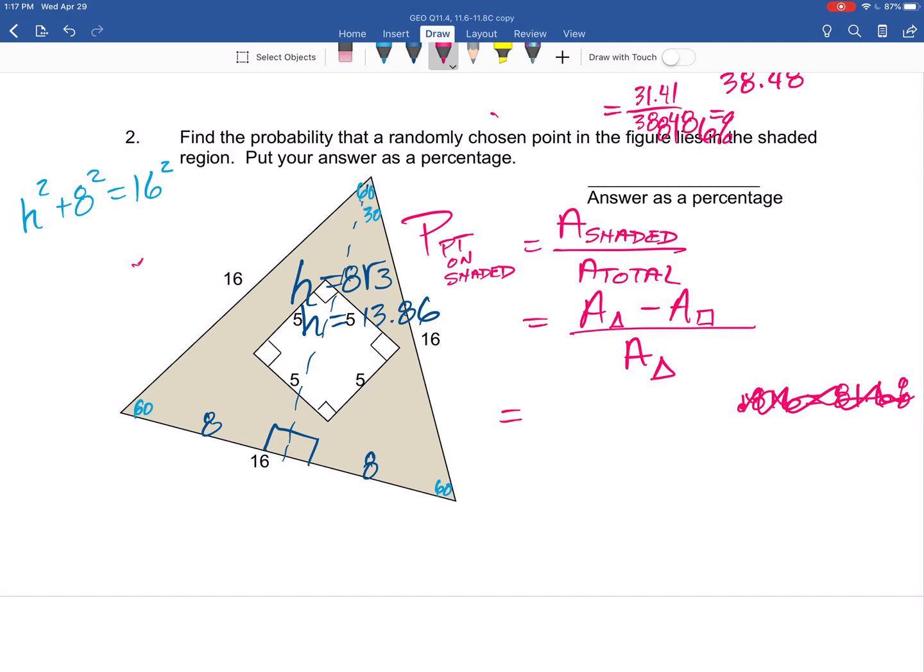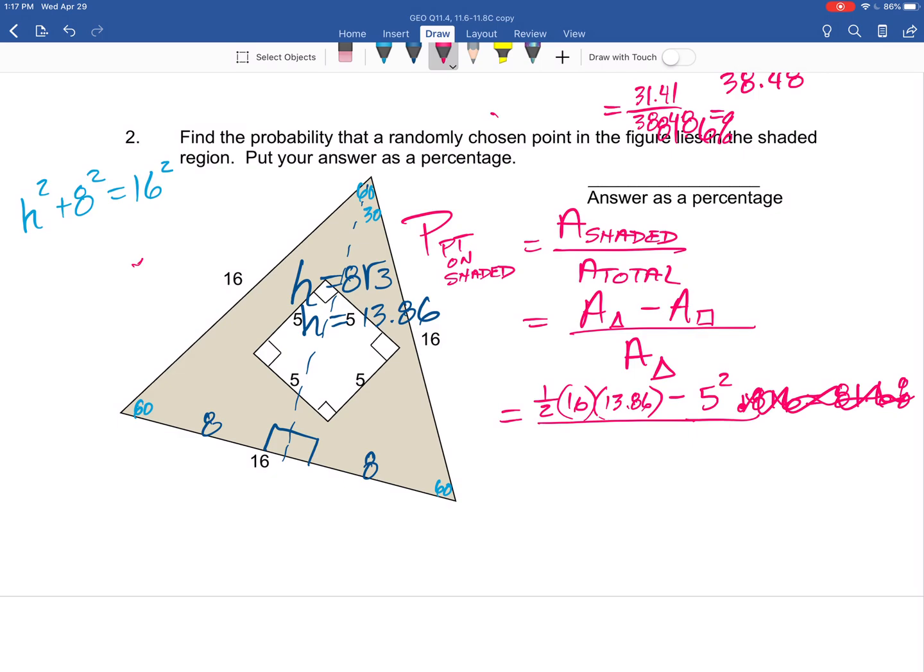Okay, here it is. Triangle. Area of the triangle: 1/2 base times height. What's the base of the whole triangle? 16. What's the height of the triangle? We just figured that out, 13.86. Okay, good. Minus area of a square. It's just side squared, so we're just going to have 5 squared.